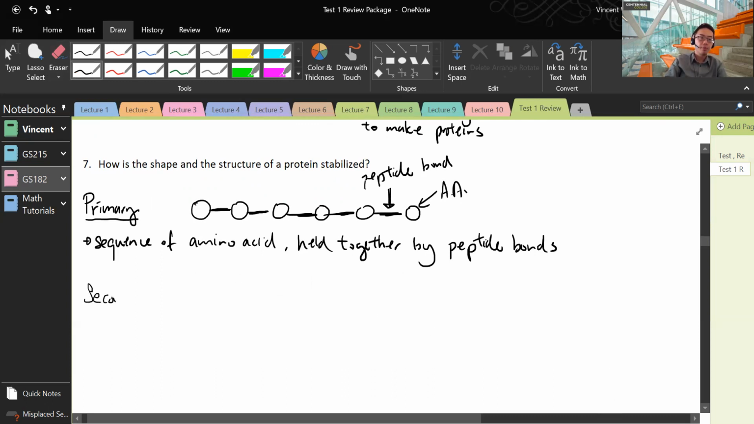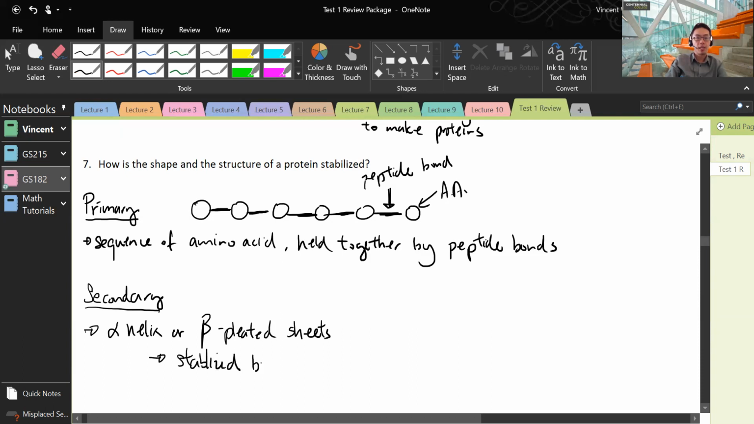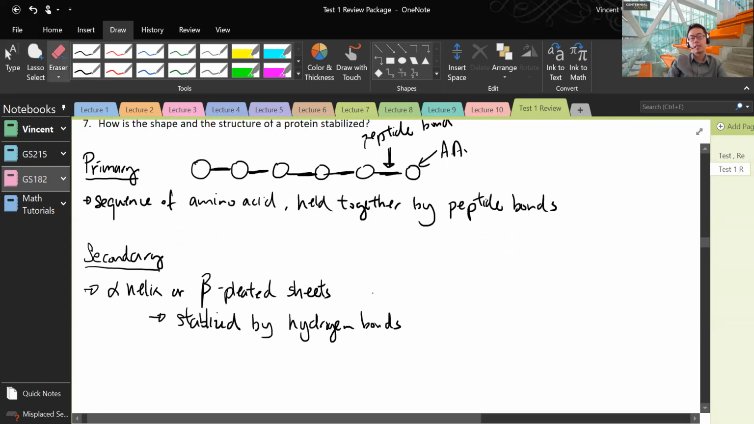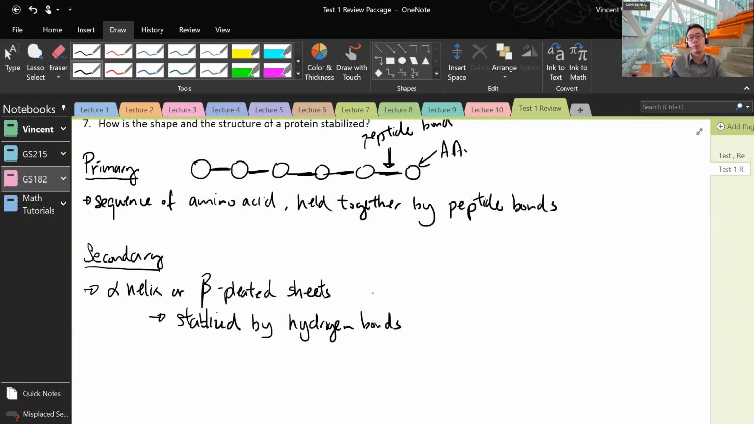Okay, so secondary, this is the alpha helix or beta pleated sheets. Right? And what holds them together? They are stabilized by hydrogen bonds. And if you're not sure what hydrogen bond is, it basically means when a slightly negative portion of one molecule is attracted to the slightly positive portion of another molecule.